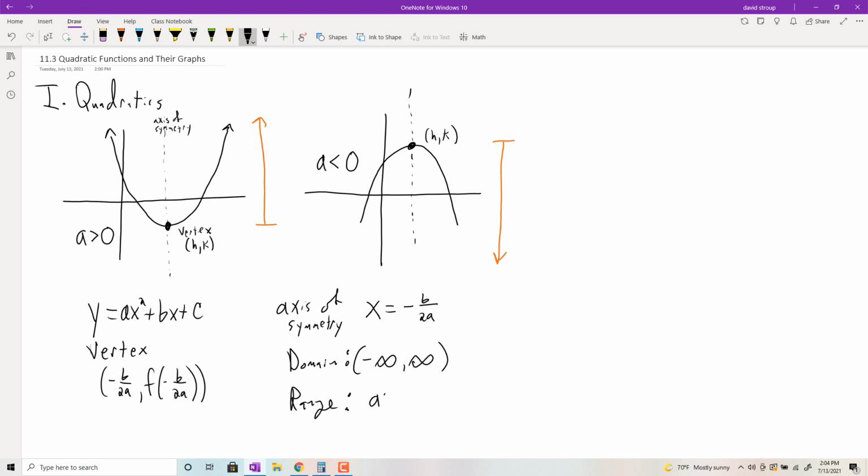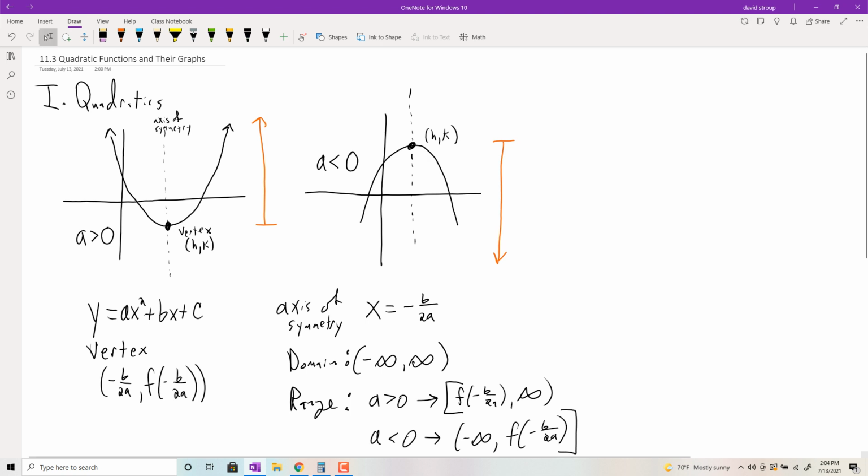If a is greater than 0, then your range will go from the y coordinate of the vertex, which is f of negative b over 2a, to infinity. If a is less than 0, it's the second case, and you'll be going from negative infinity all the way up to the y coordinate of the vertex. That's a lot to stomach, I know, but that's pretty much in a nutshell everything we need.